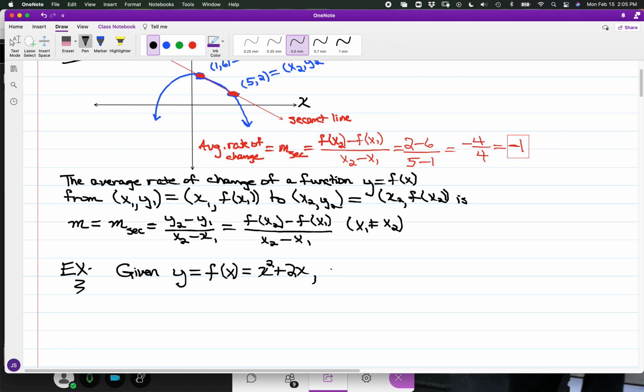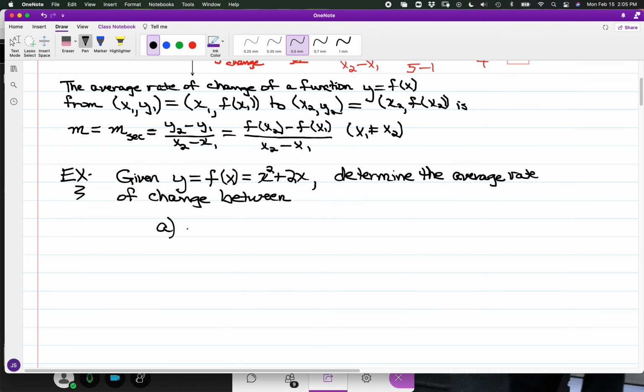And let's say that from this function, we're looking at determining the average rate of change, say between x equals 1 and x equals 5, and also between x equals 1 and x equals 9.